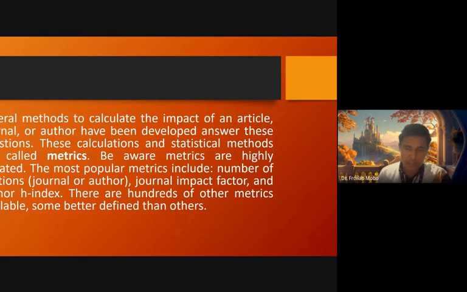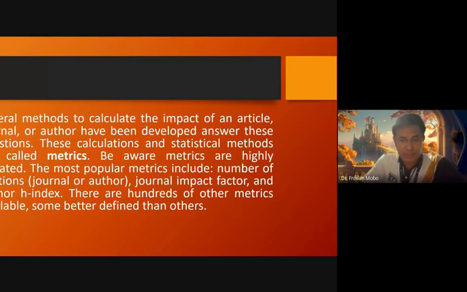I always tell them that it is better to check the indexing. Do not always check the impact factor, because the impact factor of a journal can sometimes lure you. But if the journal is indexed in Clarivate Analytics or Scopus, or even in Google Scholar, definitely it can measure the actual number of citations, the h-index, everything is there. Or in the research guide, you can easily check them.